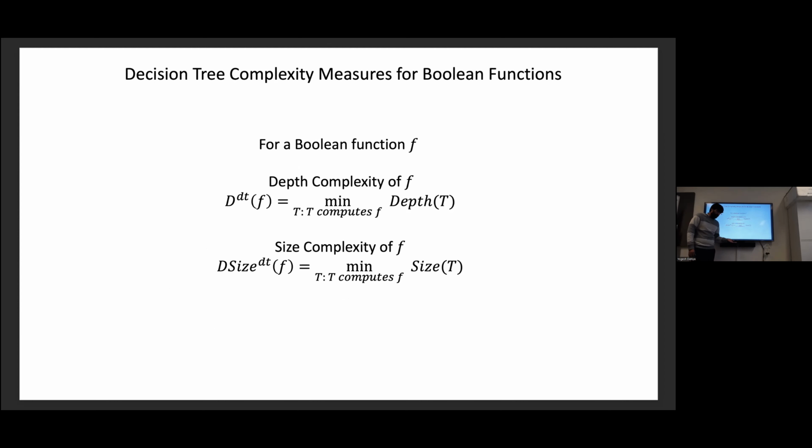Now we can define the complexity of a Boolean function in terms of decision trees. We look at all the decision trees which compute our function and choose the one which has the minimum depth, and that will be the depth complexity of our function. Similarly, one can define the size complexity: look at all the decision trees which compute your function and choose the one which has the minimum size, and that will be the size complexity of your function.